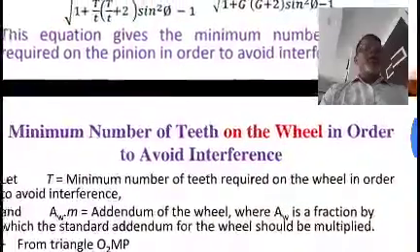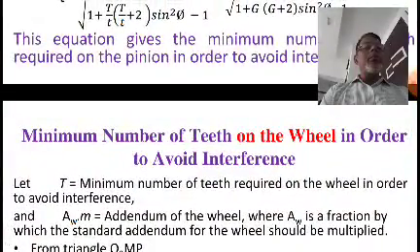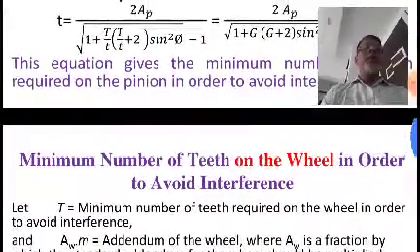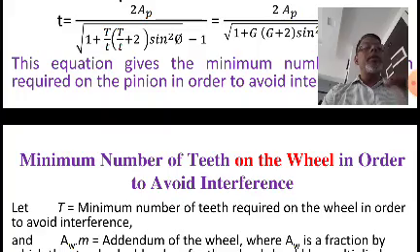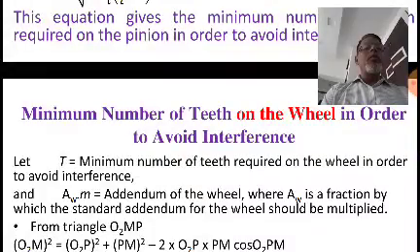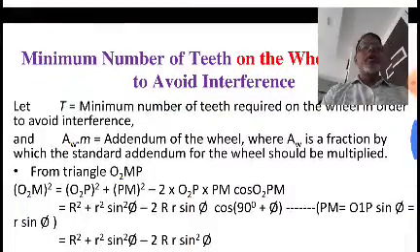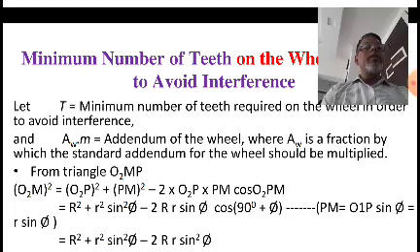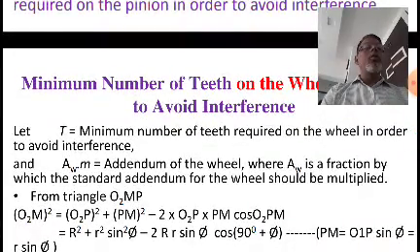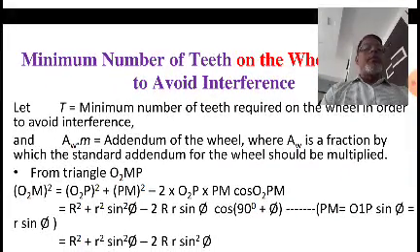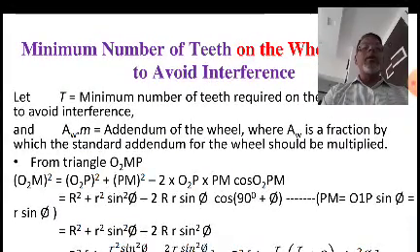Now similarly, we can find out the minimum number of teeth on the wheel. Here small t is the minimum number of teeth on the pinion in order to avoid the interference. Similarly, we can find out the minimum number of teeth on the wheel in order to avoid the interference. Now here we consider capital T as the minimum number of teeth required on the wheel in order to avoid the interference, and AW into m is the addendum of the wheel, where AW is the fraction by which the standard addendum of the wheel should be multiplied.